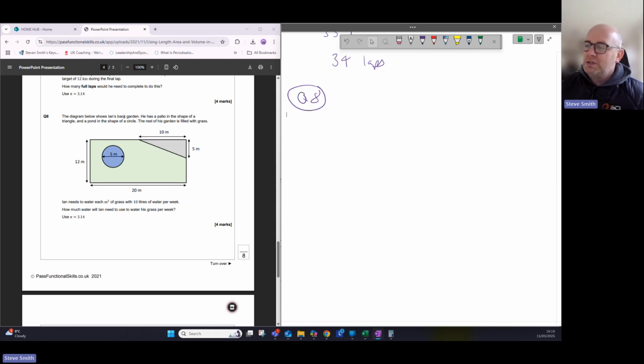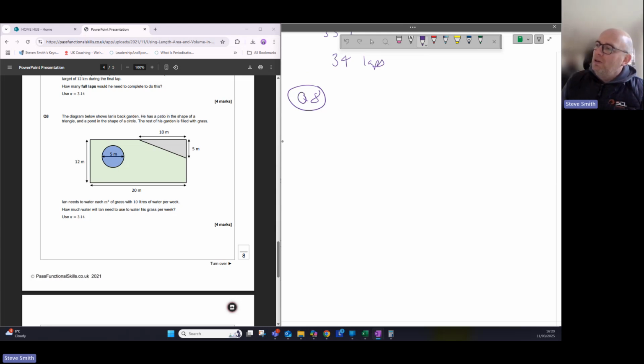The diagram below shows Ian's back garden. He has a patio in the shape of a triangle. Yeah, of course he would. And a pond. Great. The rest of his garden is filled with grass. Ian needs to water each meter squared of grass with 10 litres of water per week. How much water will Ian need to water his grass per week? He could just use the pond, couldn't he? So he wouldn't need to do this maths question in real life. We'll just get a bucket out of the pond and get a sprinkler.